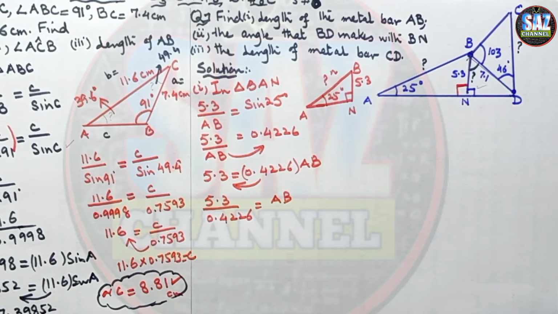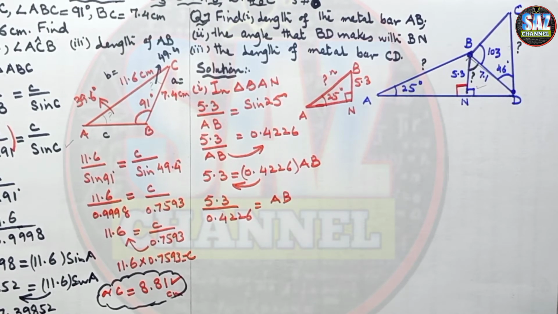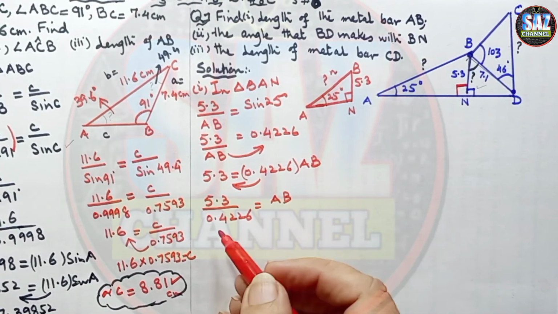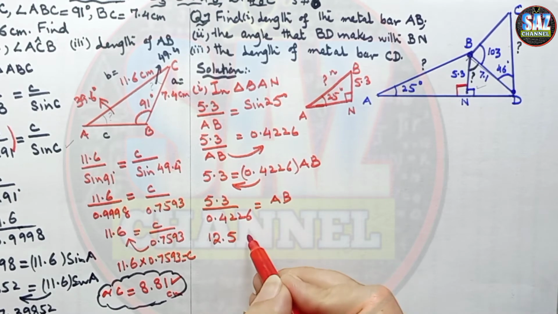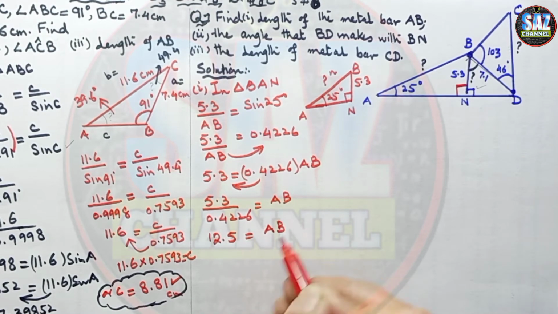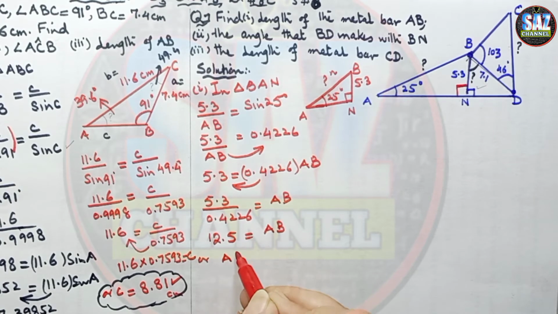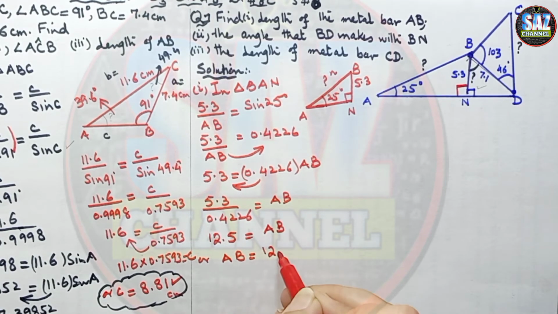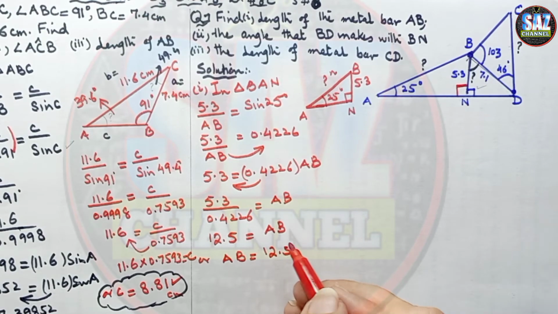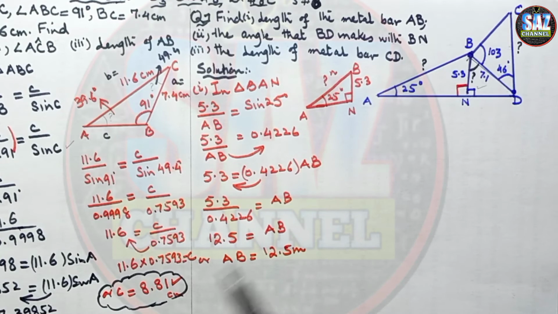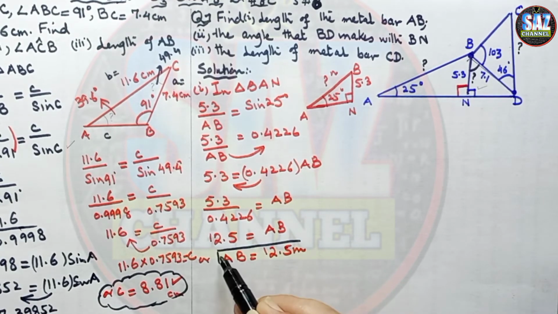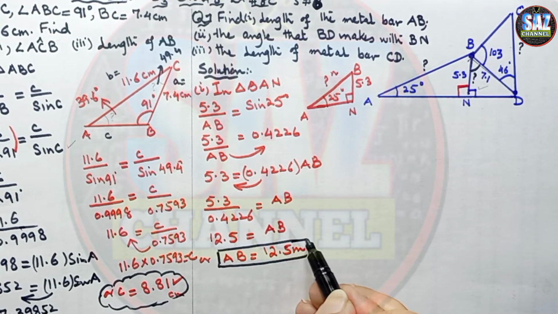5.3 divided by 0.4226 gives me 12.54. So 12.5 equals AB, or AB is 12.5, and measurements are in meters, so I have to write the unit meters, and then I have to block this answer so that my students can see this value carefully.